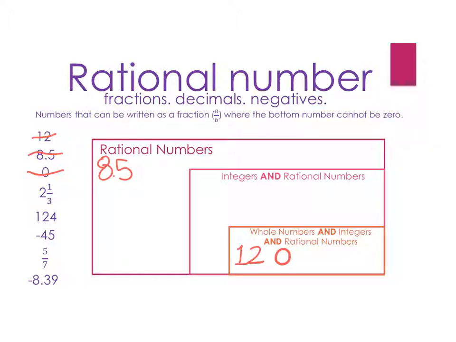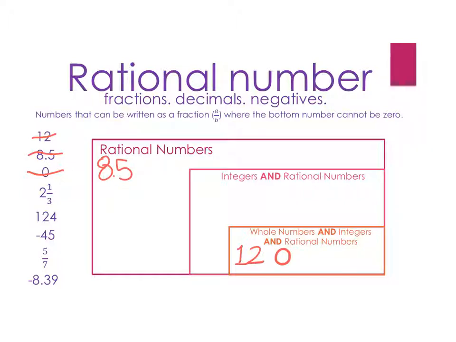Okay? I want you to go ahead and do the next numbers. 2 1/3, 124, -45, 5/7, and -8 39/100. Go ahead and put these numbers in the correct boxes. If you need to, swipe back to the other slide so you remember the definitions of whole numbers and integers, okay? Pause this video so that you can have some time to write the numbers in the correct spots.